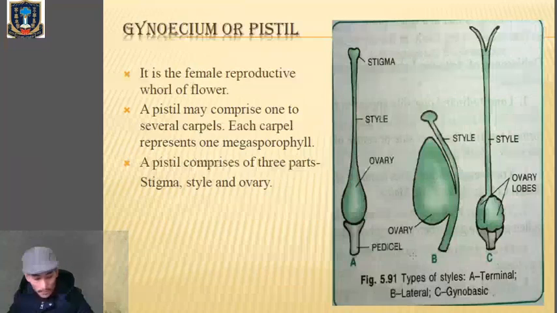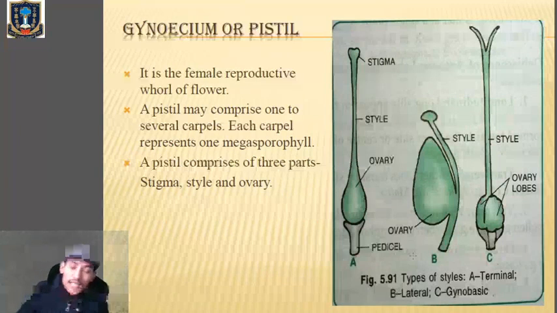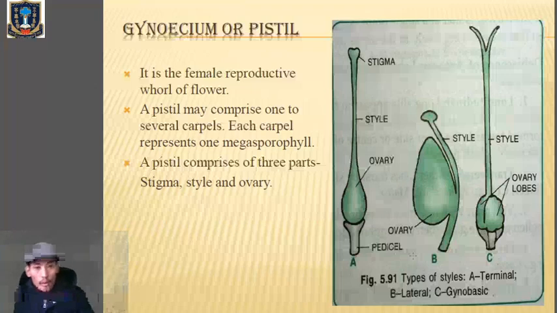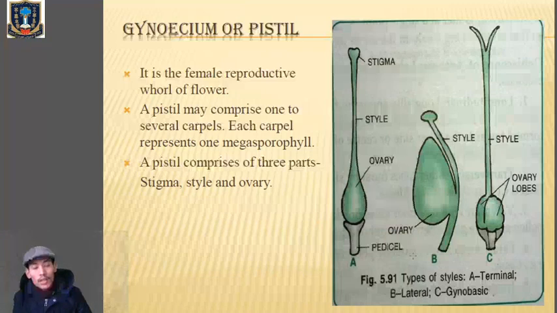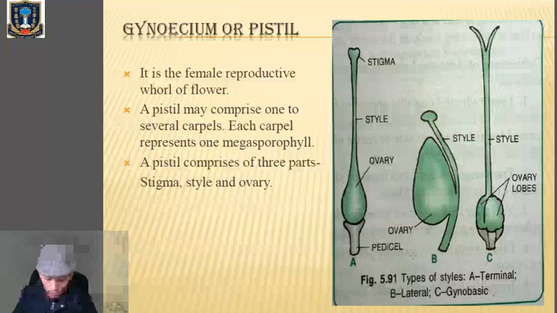We'll learn about the gynoecium or the pistil, the female part of a flower. It's mainly composed of stigma, style, and the ovary. It's also called the pistil, and it's mainly composed of several carpels. And the carpel represents the megasporophylls, and generally the pistil or the gynoecium is composed of stigma, style, and the ovary, and within the ovary we will find the ovules.